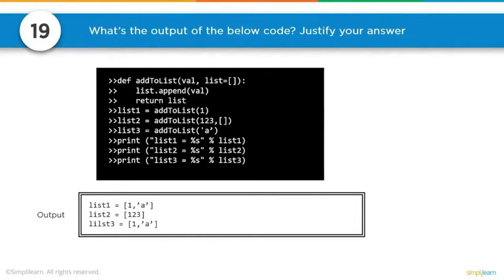And then list3, here's the tricky one. We're adding a to the list, but because we didn't designate the list, it is a shared value. In other words, it doesn't reset it. And we end up with list1 equals list3, 1, comma a. The default list is created only once during the function definition and not during its call.